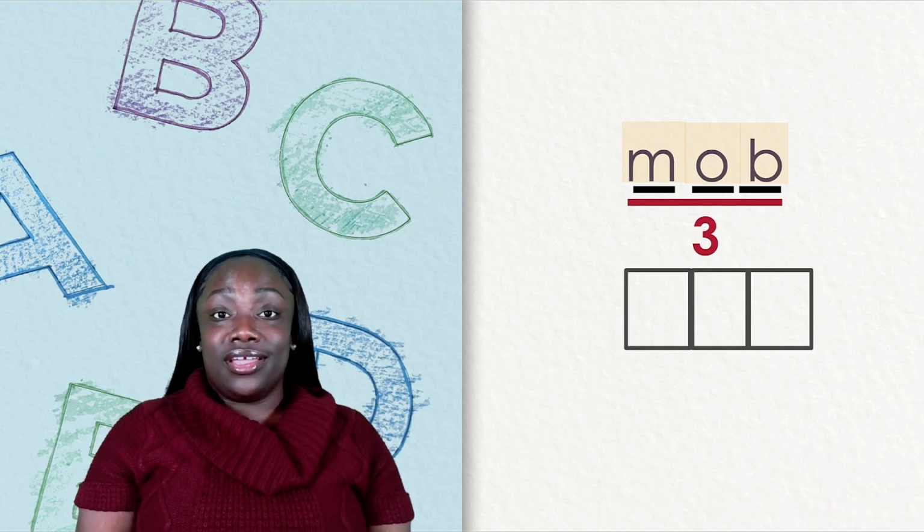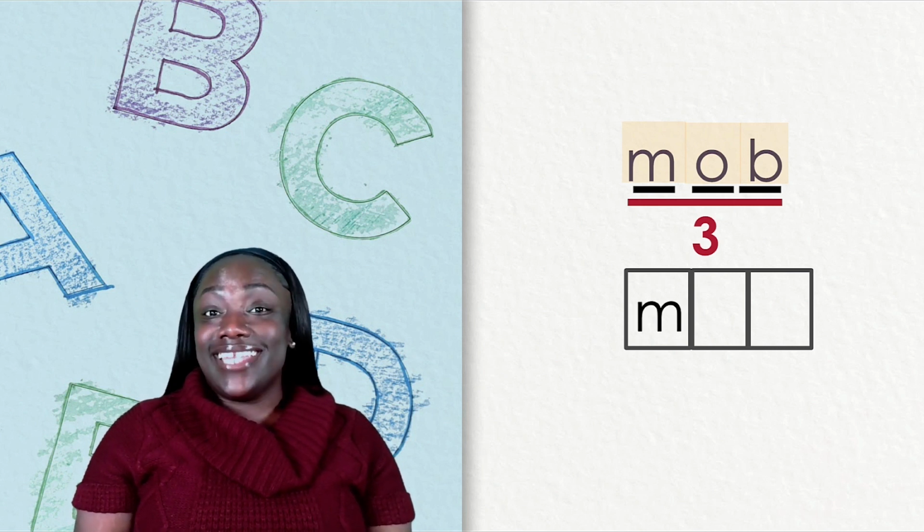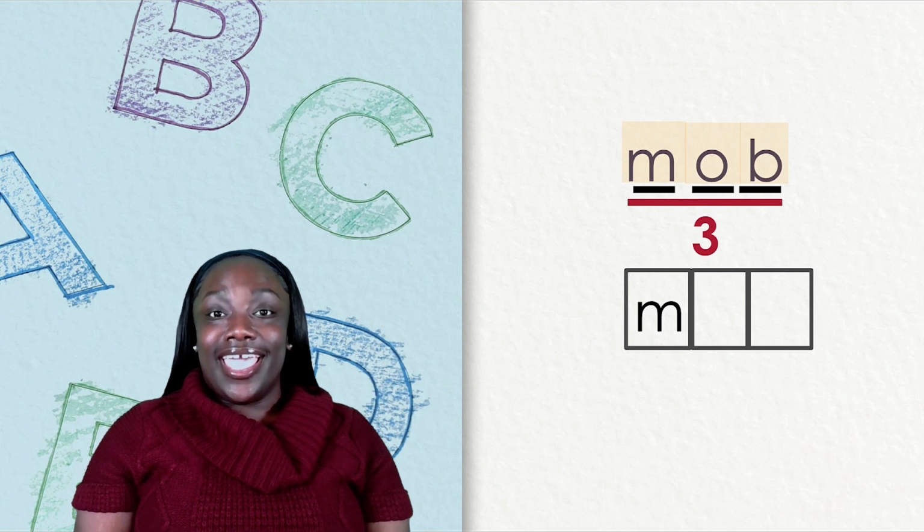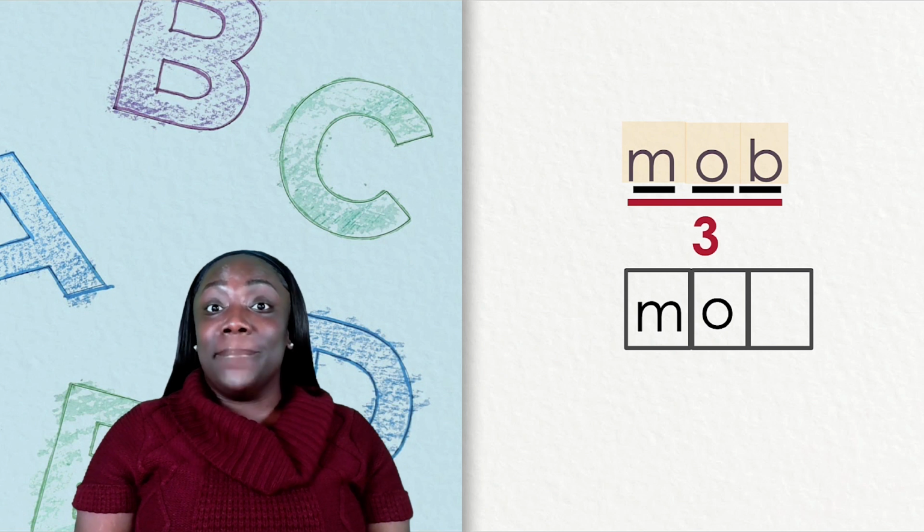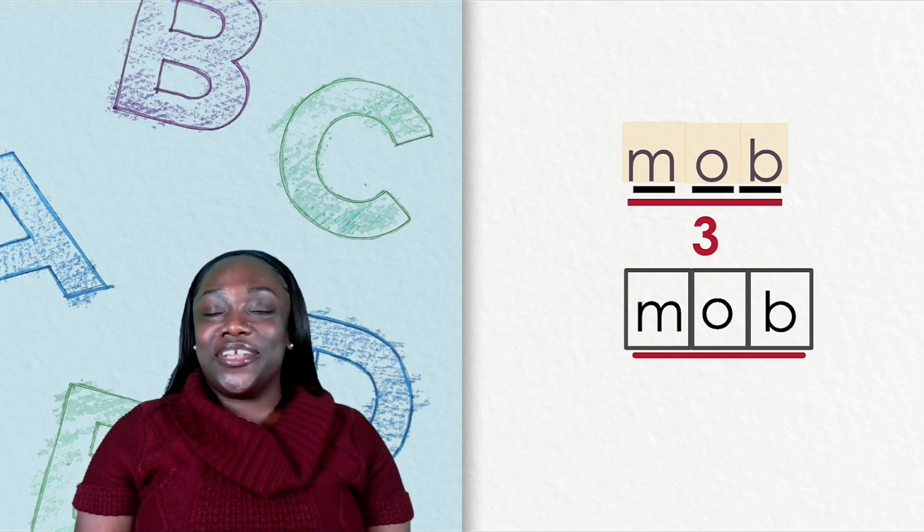What is the first sound you hear in mob? Yes, the first sound is m, and we spell m with the letter M. What is the next sound you hear in the word mob? Yes, we hear the ah sound, and we spell the ah sound with the letter O. What is the last sound you hear in the word mob? Yes, we hear the b sound at the end, and we spell the b sound with the letter B. Mob. Write the word mob on your paper.